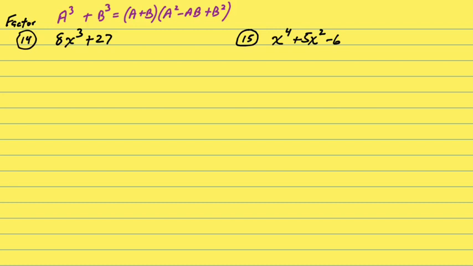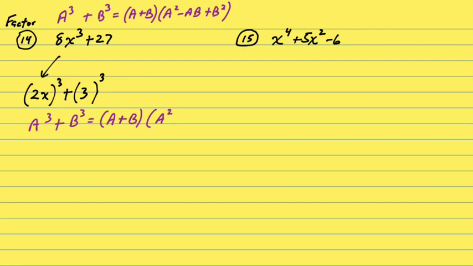So I need to write this somehow. What cubed is 8? Could 2x quantity cubed be 8 cubed? What cubed is 27? 3. So again, I know that if I have a cubed plus b cubed, that's going to factor into a plus b times a squared minus ab plus b squared. So what I need to do is write this out, put my signs, and fill it in.